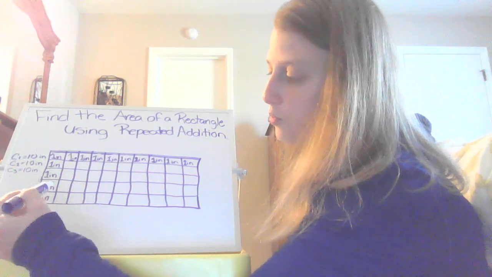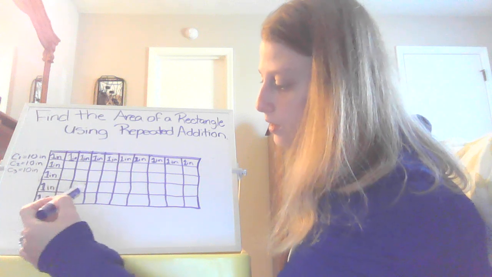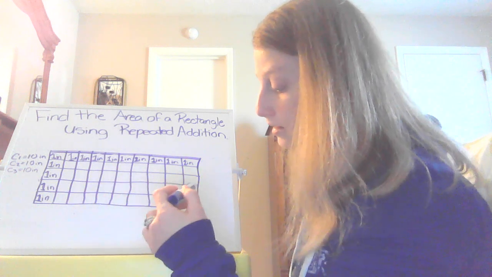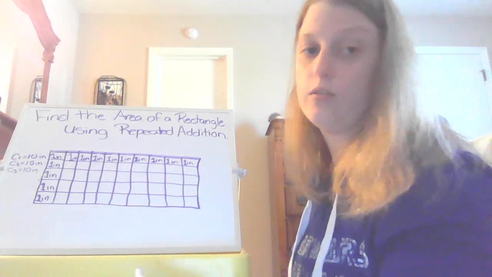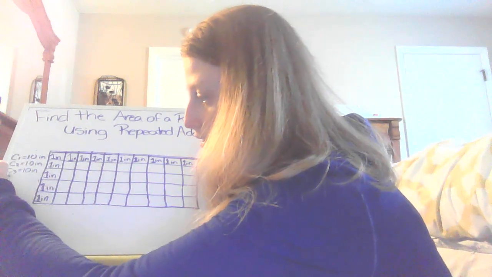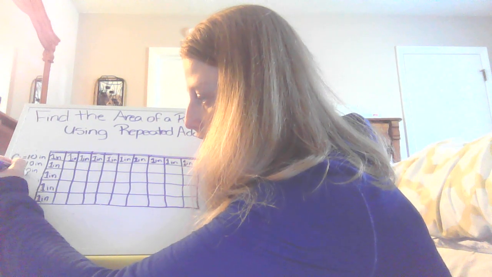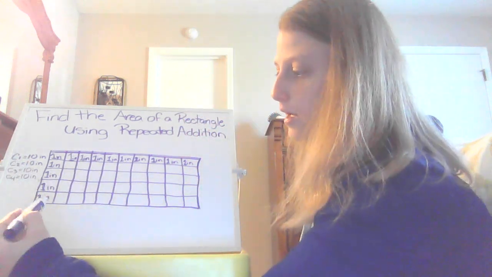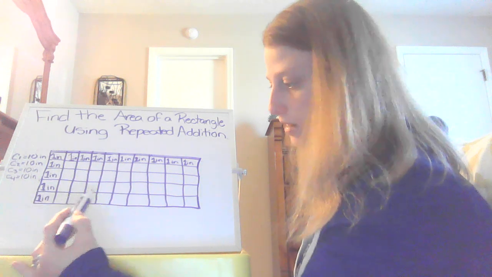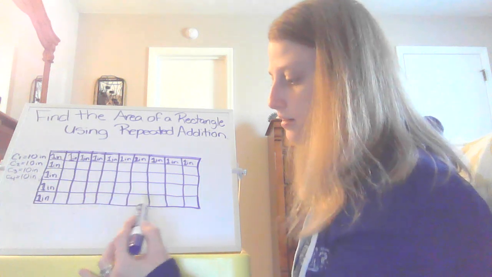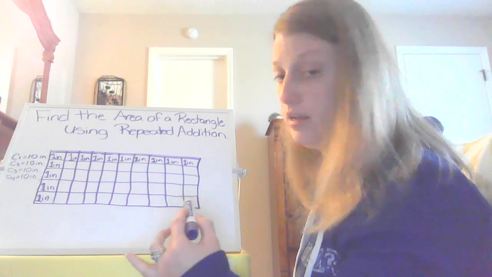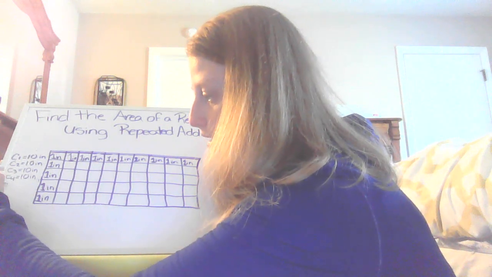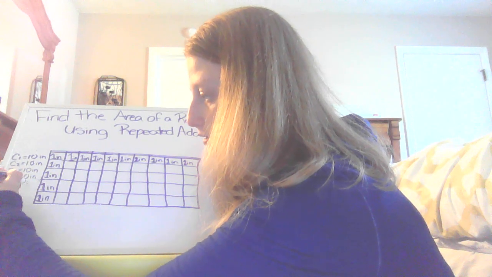So column 4 has 1, 2, 3, 4, 5, 6, 7, 8, 9, 10. So column 4 is also 10 inches. So we're going to put C4 here equals 10 inches. Alright, now let's look at column 5. We have 1, 2, 3, 4, 5, 6, 7, 8, 9, 10. So column 5 will equal 10. So we'll put C5 is also 10 inches.